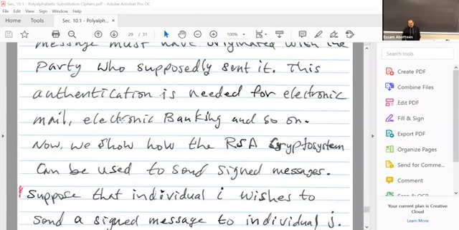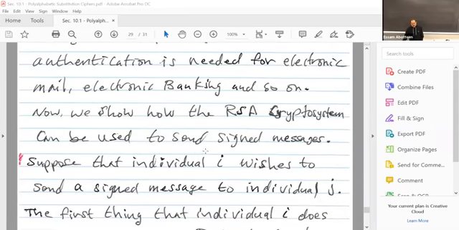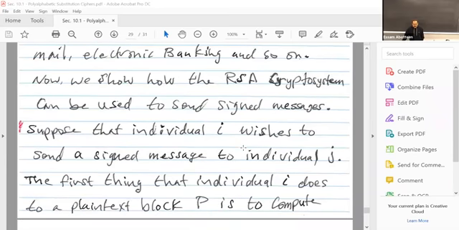Now, in here, we're going to see how the RSA crypto system actually achieves this. So let's assume we have two individuals, individual I and individual J. And individual I wishes to send a signed message to J. And we're going to assume that, of course, he has the public key, which is E sub I, and his private secret decryption key, which is D sub I.